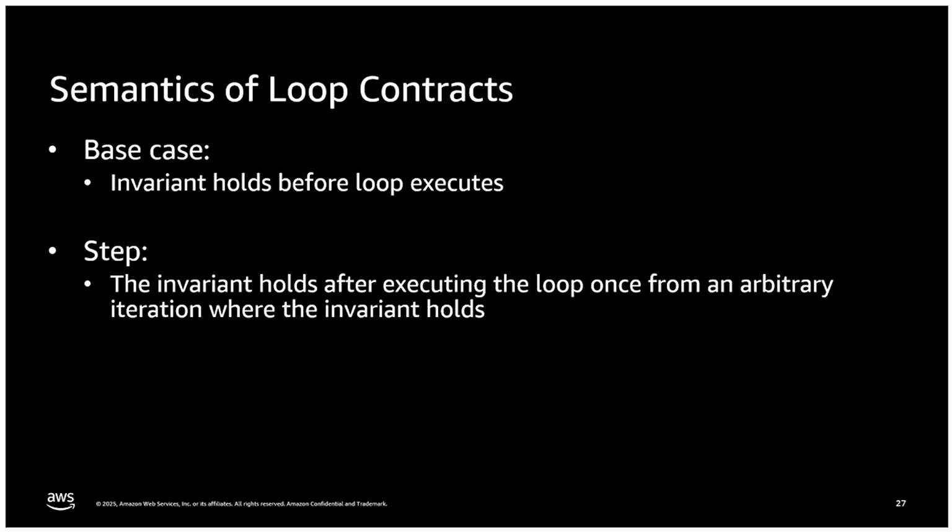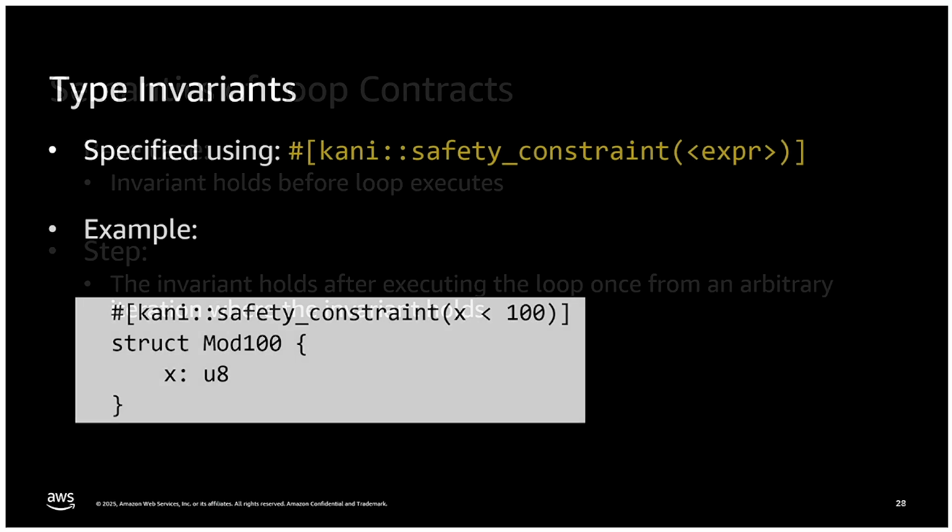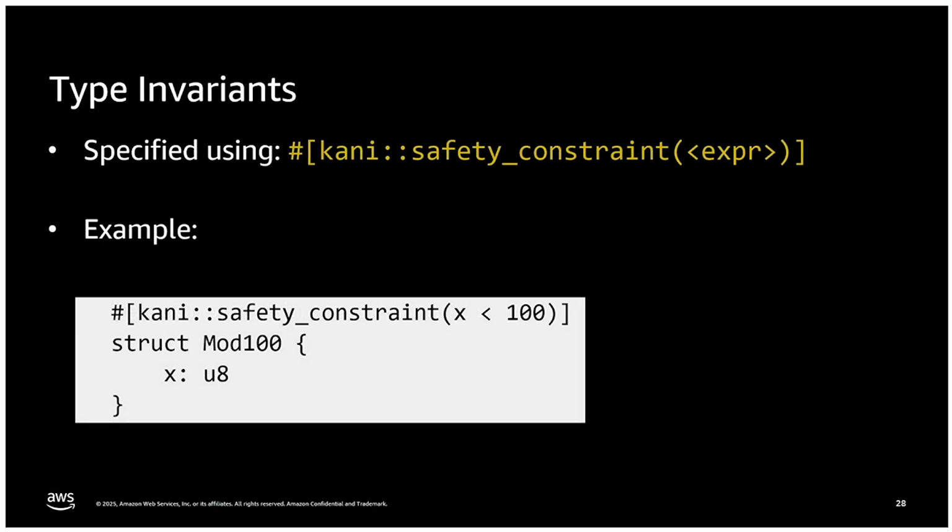So how do we deal with loop contracts? Essentially, we check that the base case holds, meaning that the invariant holds before the loop executes, and that the invariant holds after executing an arbitrary single step of the loop, starting from an arbitrary state where the loop invariant holds. So same semantics used in many other tools.